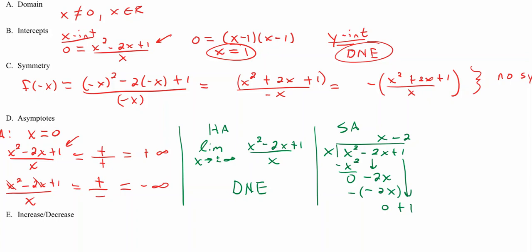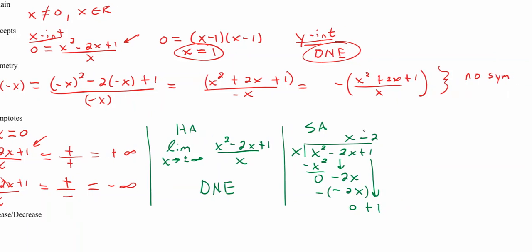And now we know we got a remainder of positive 1, and really, positive 1 over x, right? Because it never went into x. But that's okay. The thing we really needed here was this quotient. That is what our slant asymptote is. So we have a slant asymptote at y is equal to x minus 2. So that'll be helpful when we're sketching this guy.